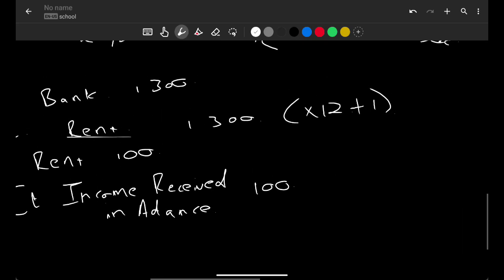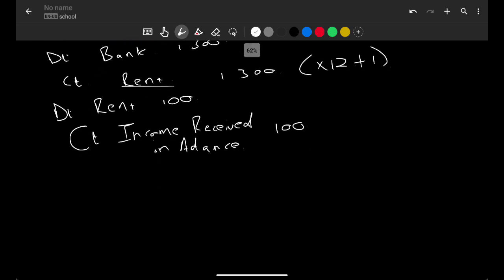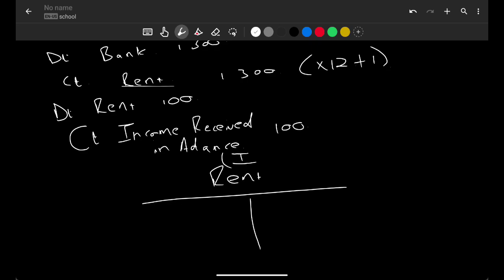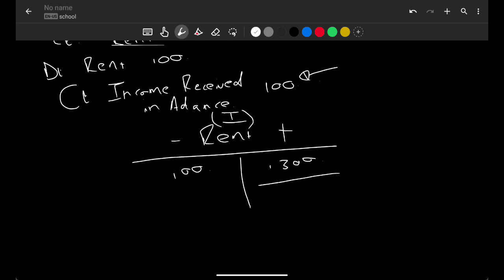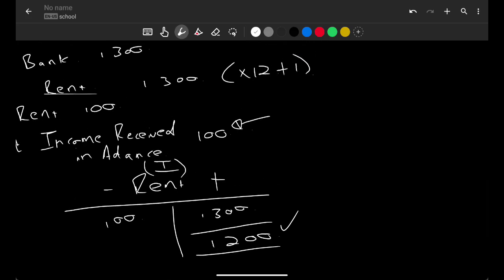Look at what that does to our rent income account, right? Rent is an income account, meaning that it increases on the credit side, decreases on the debit. First, we received 1,300. Then minus the 100 rand that went to income received in advance there. Then what happens now? We're left with 1,200 rand there, which is the correct amount on that account, right?